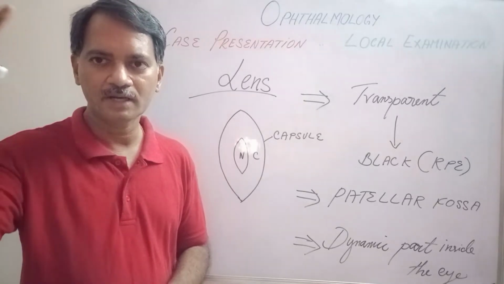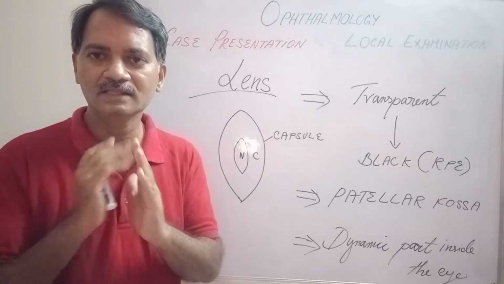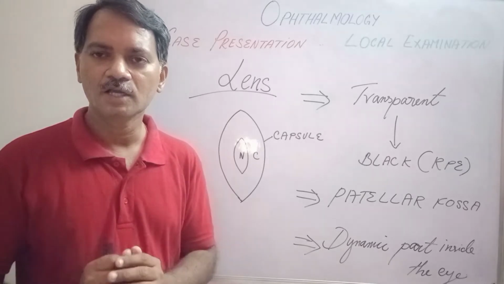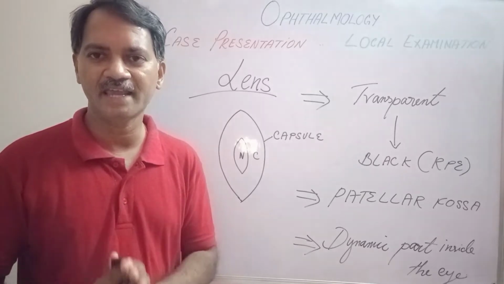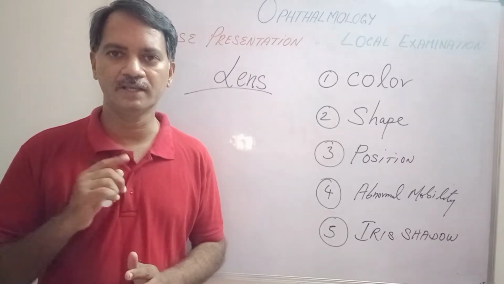When you look at the farthest distance, the lens becomes slender, very thin. When you look at near objects, the lens becomes thicker. So it can change its shape. While examining the lens, we have to consider 5 things.